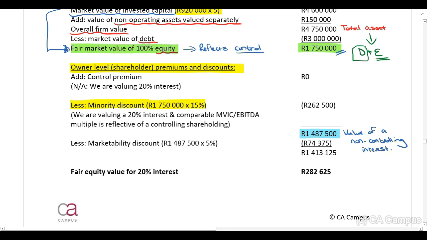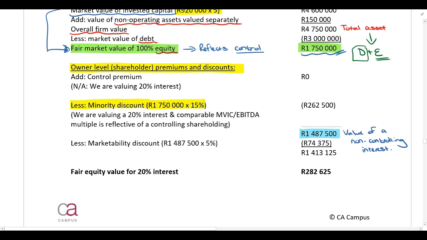So we said it was preferable to use earnings multiples to value a majority shareholding. However, if we are valuing a minority shareholding, we can still use this method. We just need to take a minority discount into account. So that's what we've done over here. This value reflects control, but we are not valuing a controlling interest, so we deduct a minority discount.